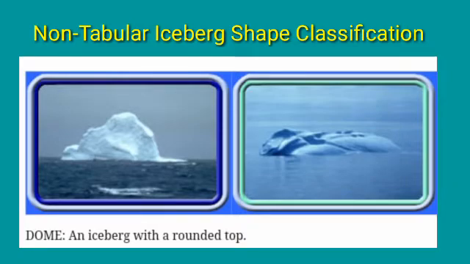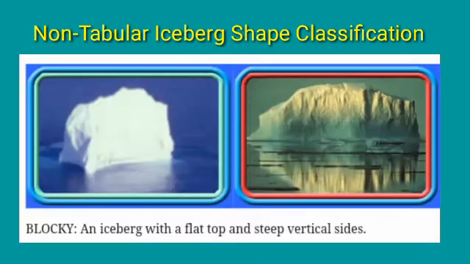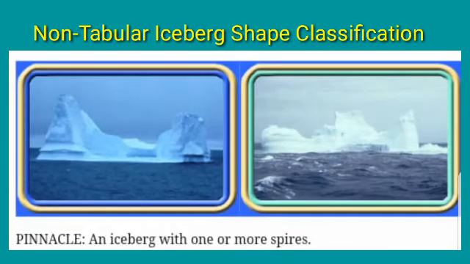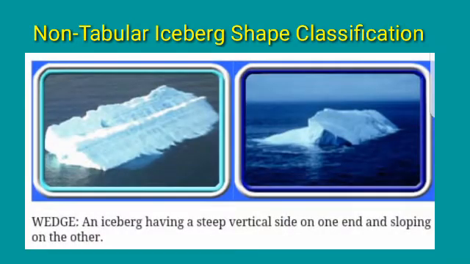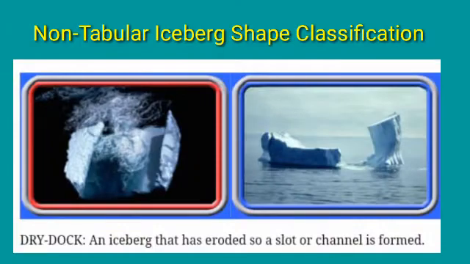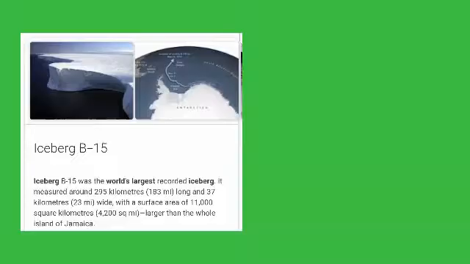Dome, an iceberg with a rounded top. Blocky, an iceberg with a flat top and steep vertical sides. Pinnacle, an iceberg with one or more spires. The meaning of spires is, children, a tapering, conical or pyramidal structure. Wedge, an iceberg having a steep vertical side on one end and sloping on the other. Dry dock, an iceberg that has eroded so a slot or channel is formed.